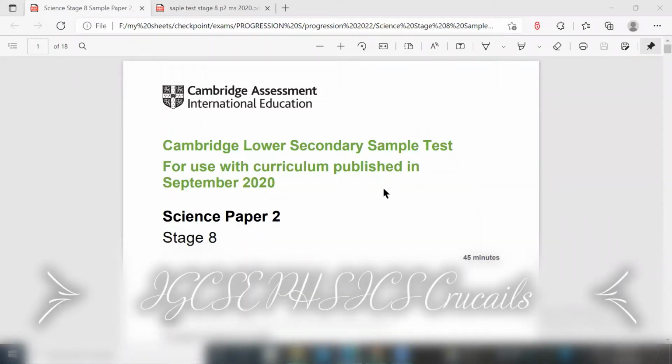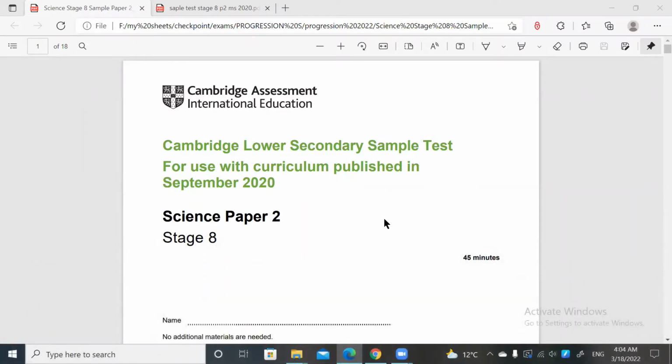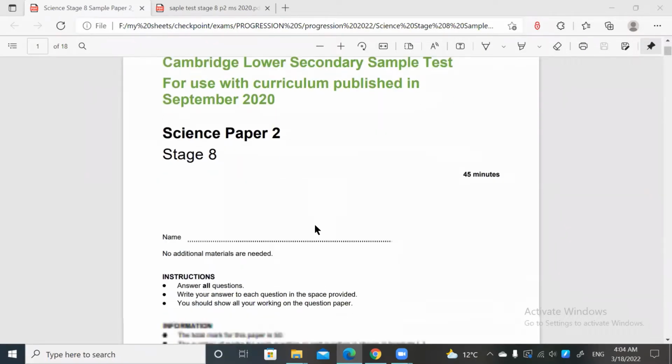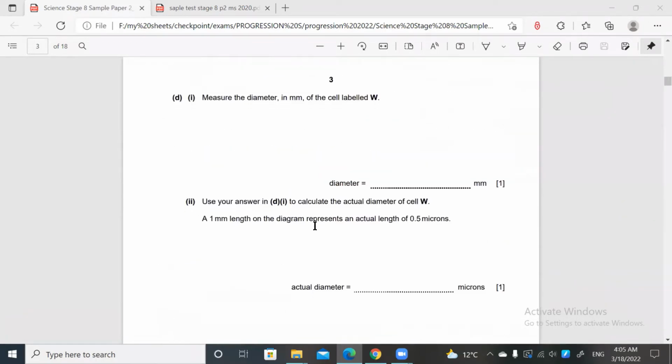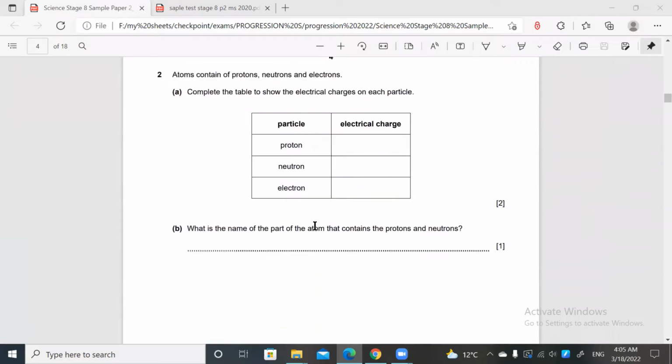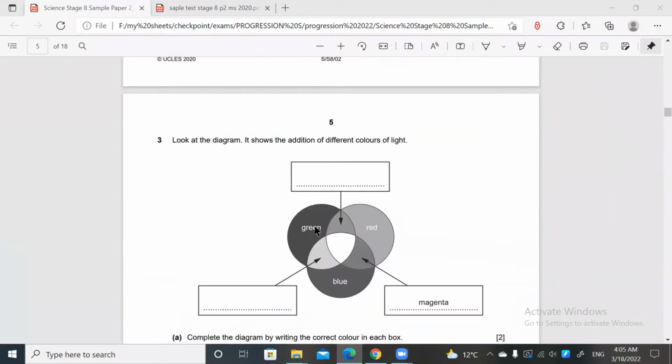Hello, checkpoint students. These are questions from the Cambridge Lower Secondary sample exam paper, Science Paper 2, Stage 8. Let's start with question number 3. We will answer only the physics questions in this paper.